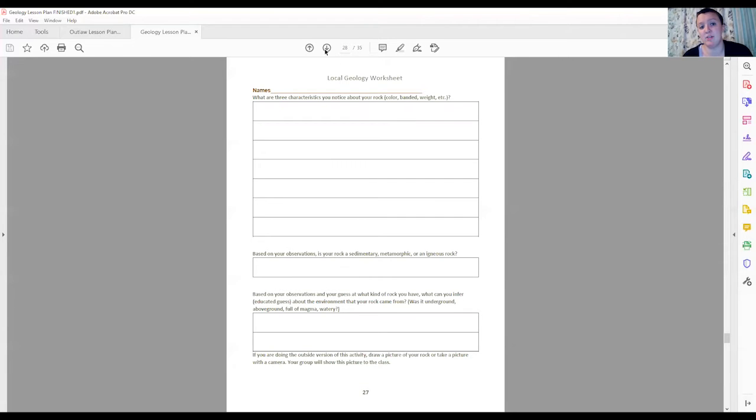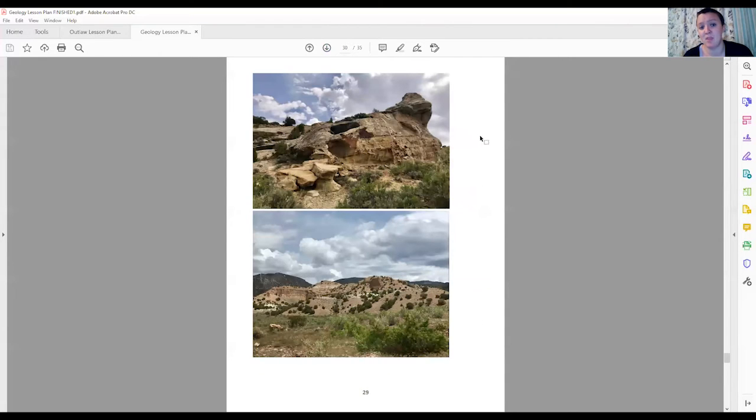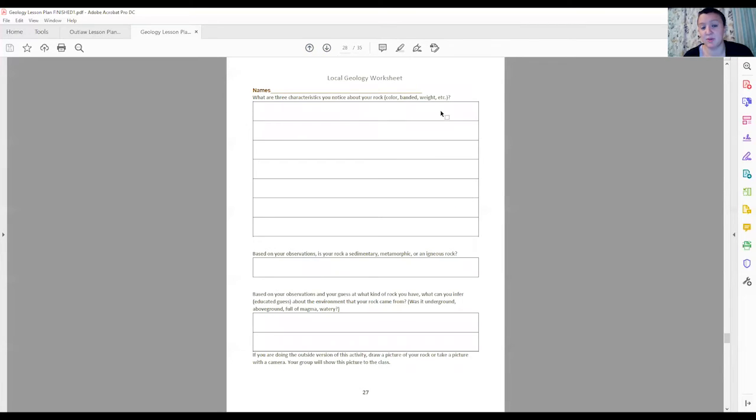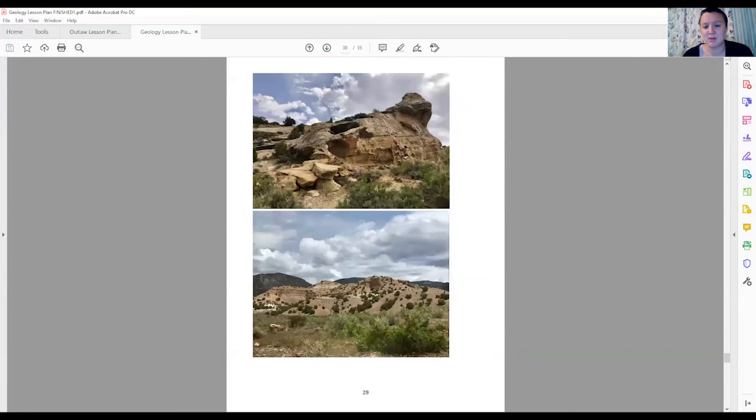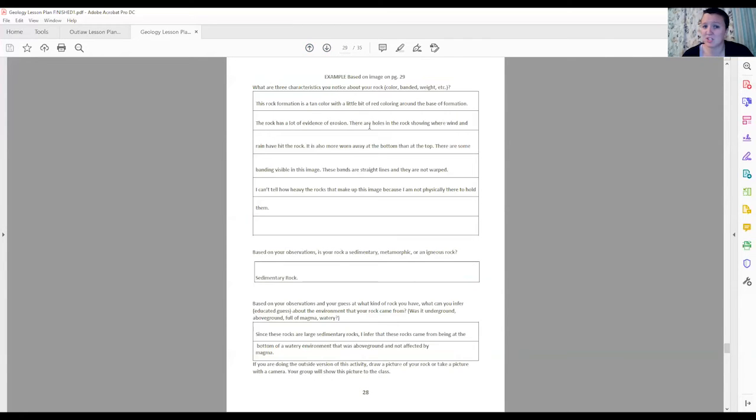Or you can continue to use the pictures that you use to fill out this worksheet, which includes: what are 3 characteristics you noticed, what kind of rock do you think yours is, and then based on your observation, what can you infer about the environment that your rock came from. So here's a little bit of an answer sheet if you want an example of what a finished worksheet would look like in this case.